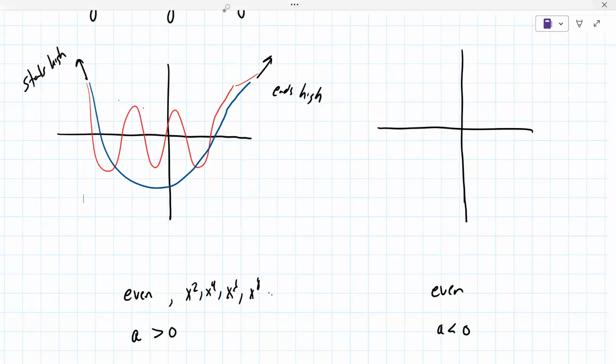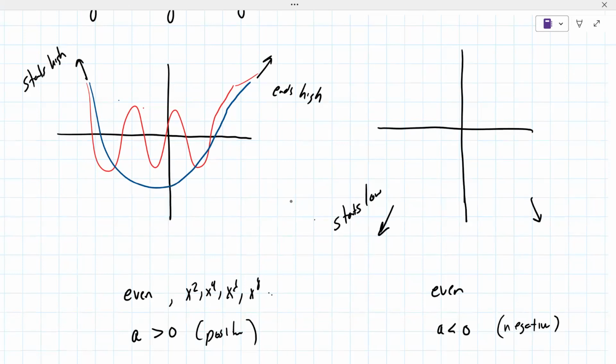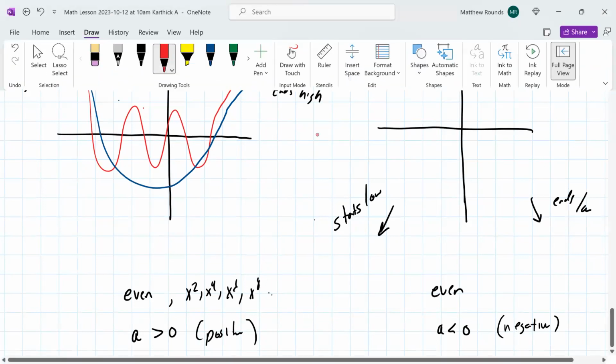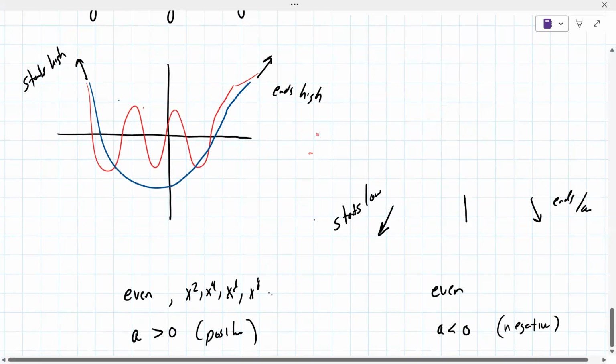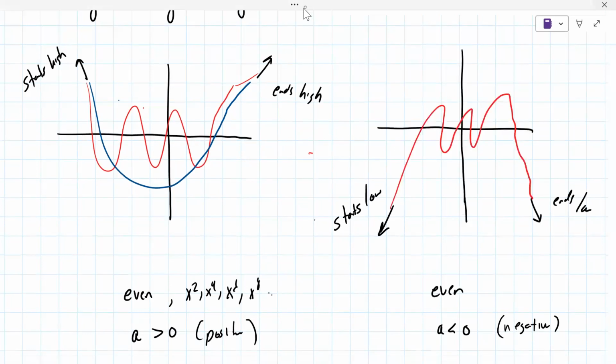Right? The other possibility, and this is when the leading coefficient is negative, is it starts low and ends low. And again, it could do a bunch of things in between. It could go up and it could dance around, but it eventually comes back down. Or maybe it just goes up a little, comes down. It could do a lot of things, but it eventually goes back to where it started.